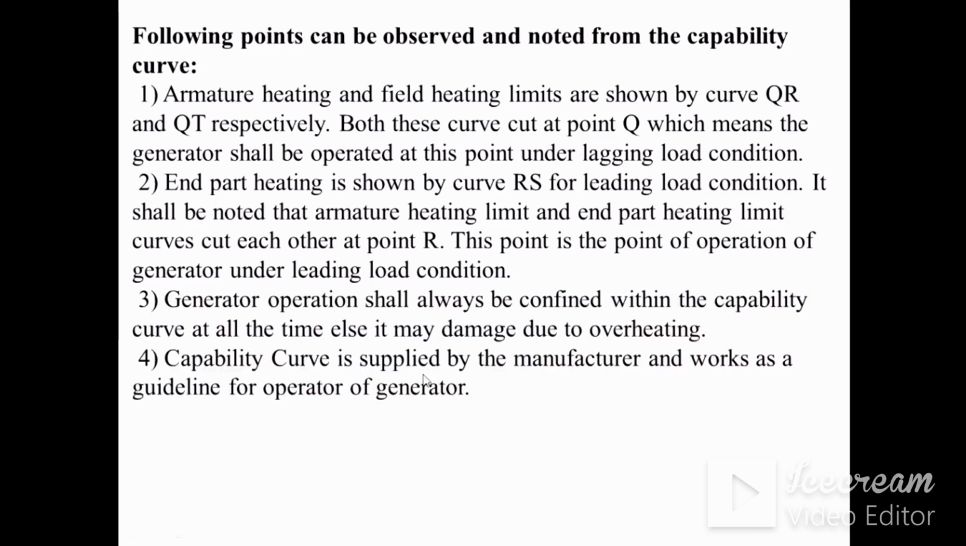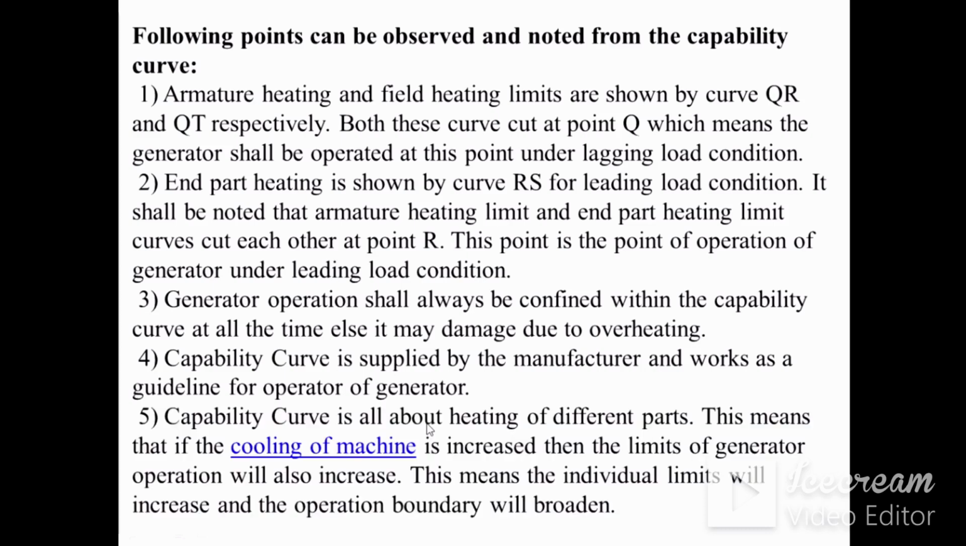Next, the capability curve is supplied by the manufacturer and works as a guideline for the operator of the generator. And the last is that the capability curve is all about the heating of the different parts, that is field, armature and the end ring. So it is actually the heating of different parts, and this means that if the cooling of the machine is increased, then the limits of the generator operation will also increase. This means the individual limits will increase and the operation boundary will be broadened.